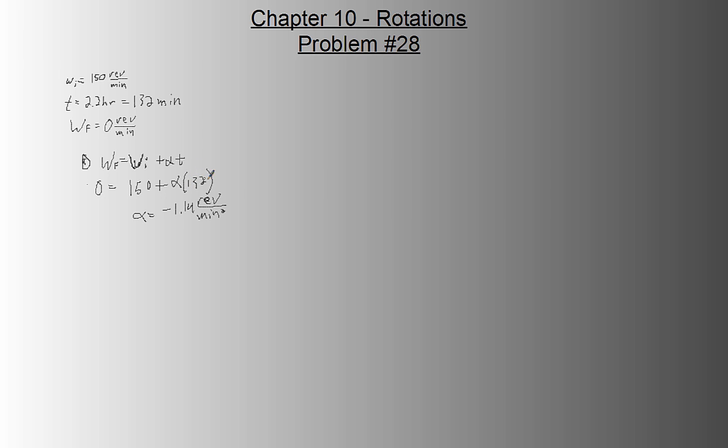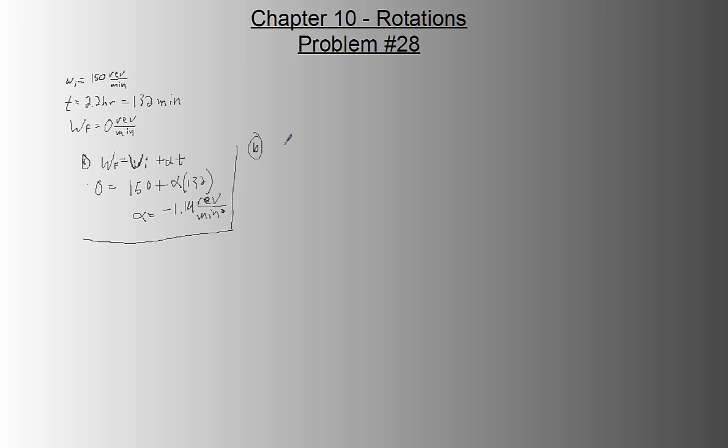I know most of these problems we convert revolutions to radians, and in fact in this problem we also have to convert to radians at some point, but this is a valid unit. Alright, that's part A. Part B wants us to find how many revolutions the wheel makes before stopping.